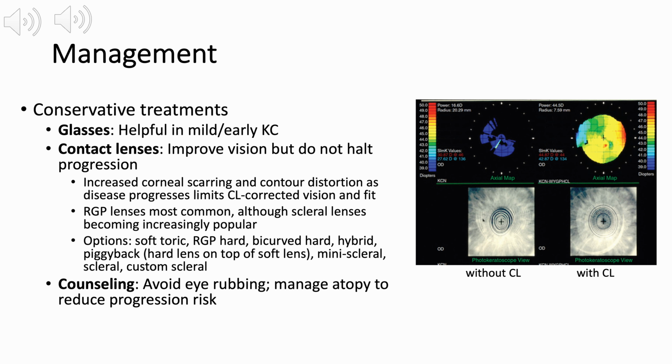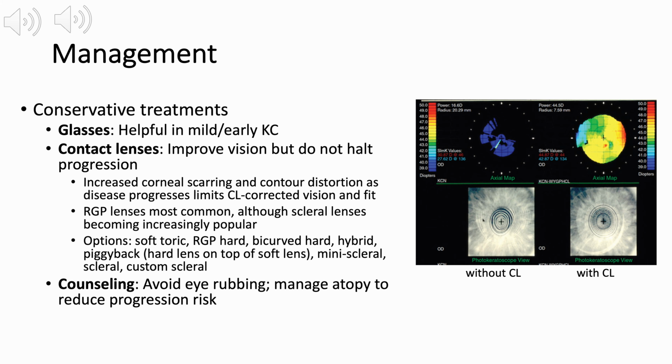When it comes to the management of keratoconus, we start with conservative treatments. In the early or mild stages of disease, glasses may be sufficient to improve vision, but their effectiveness quickly declines as corneal irregularity increases. Contact lenses can significantly improve visual acuity by neutralizing corneal irregularities, but it's important to remember they do not halt disease progression. As keratoconus advances, corneal scarring and contour distortion can limit both vision and contact lens fit.